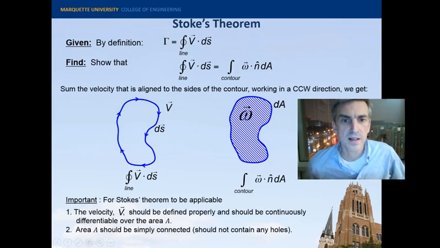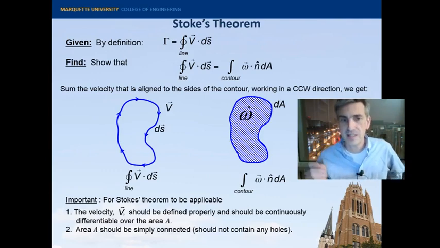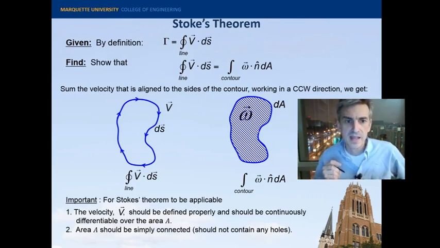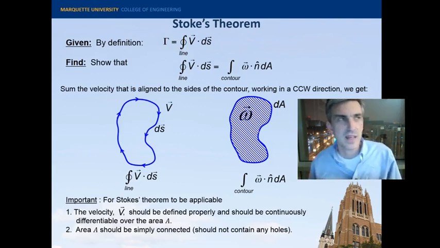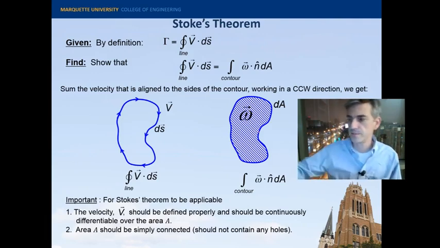It's important for Stokes' theorem to be applicable that the velocity v should be defined properly, meaning it should be continuous, finite, and differentiable over the area, and the area should be connected, right? You can't have any holes in this arc length that you make. And you might remember in Cal 3 you did some of this where you'd make a little circle around singularities and things.